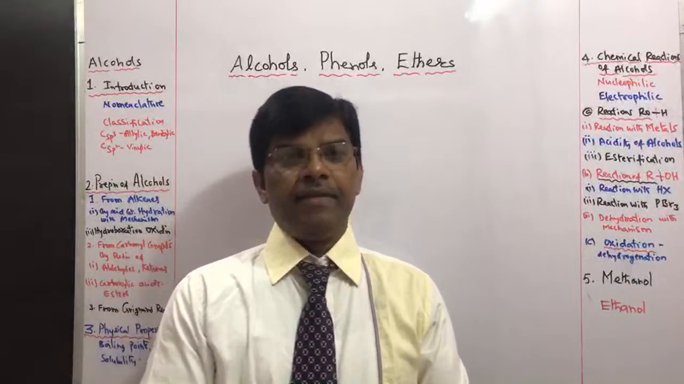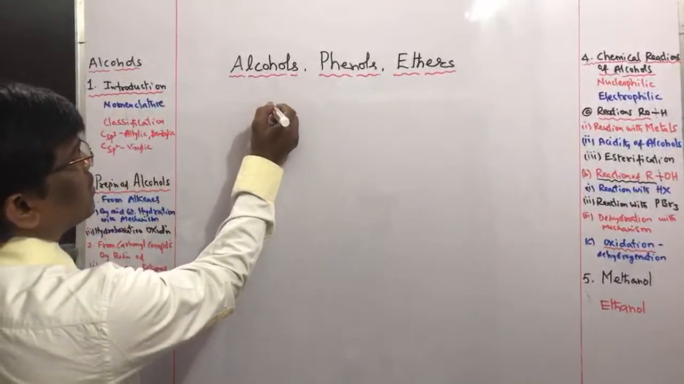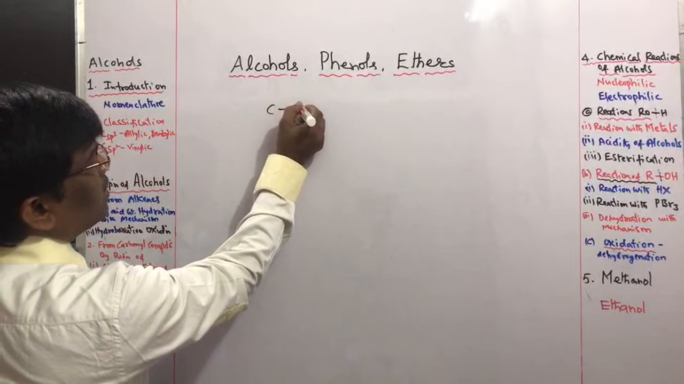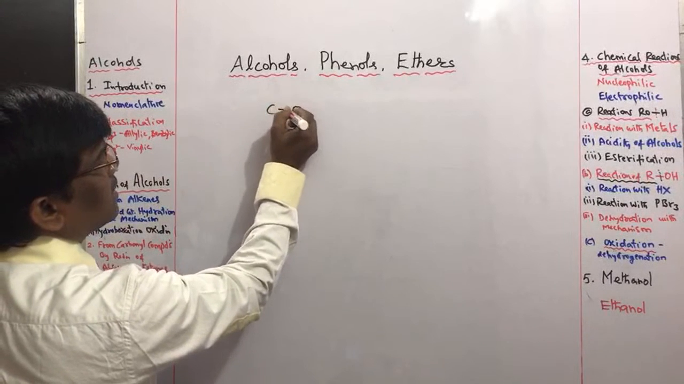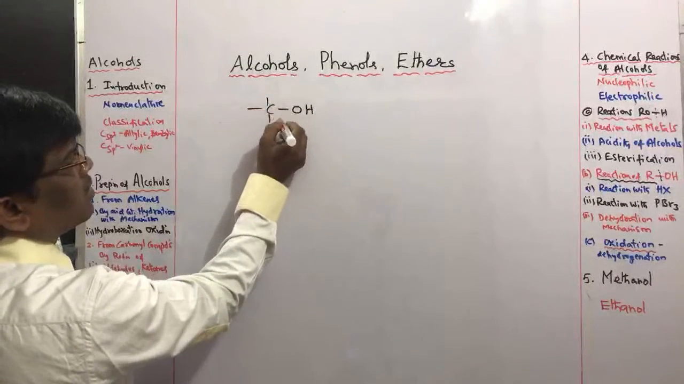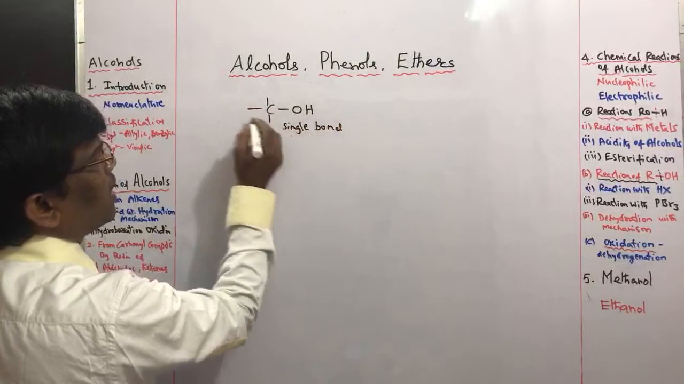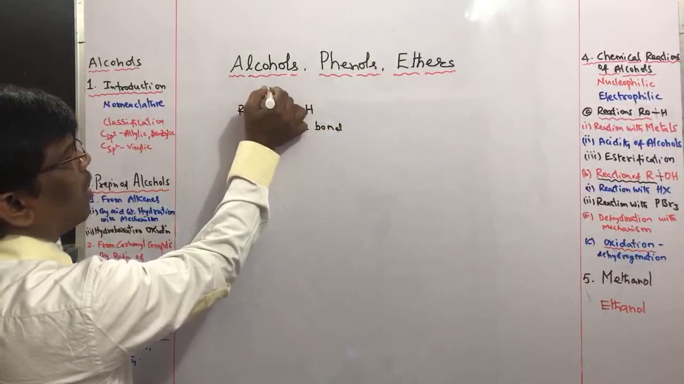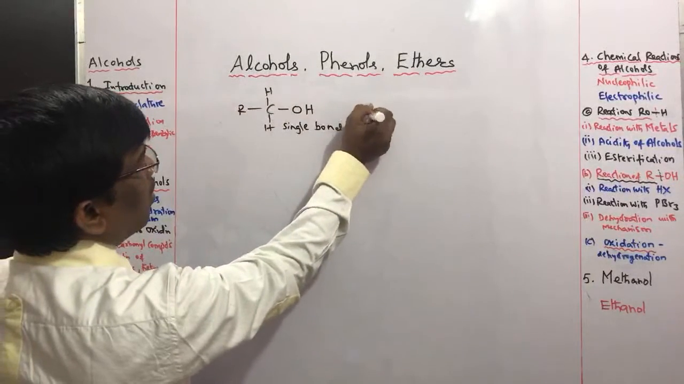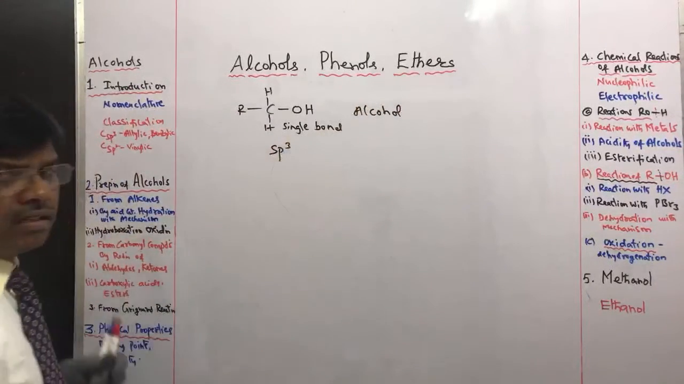Yes, students, let us see. What is alcohol in general? The compound in which a carbon is attached with a single bond to OH is known as an alcohol. The hybridization is sp3 hybridization.